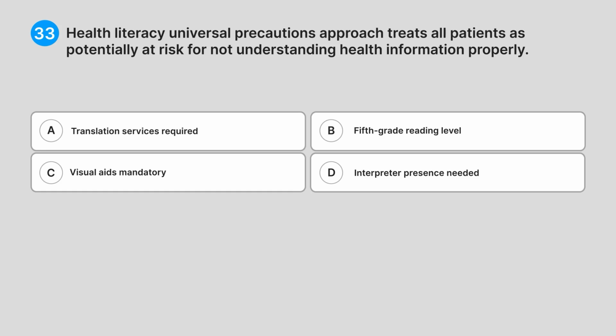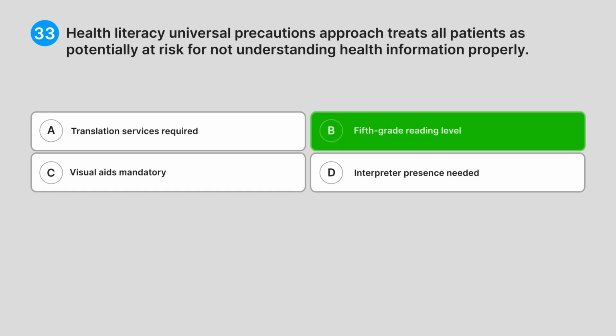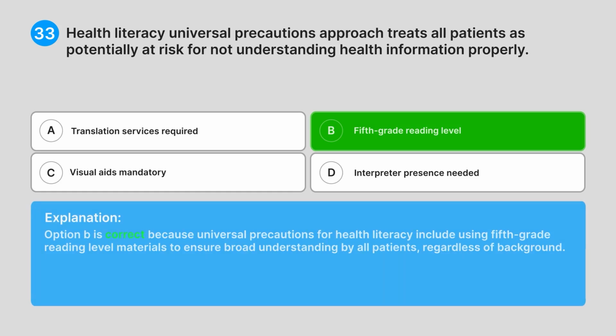Correct answer. B. 5th grade reading level. Explanation. Option B is correct because universal precautions for health literacy include using 5th grade reading level materials to ensure broad understanding by all patients, regardless of background.